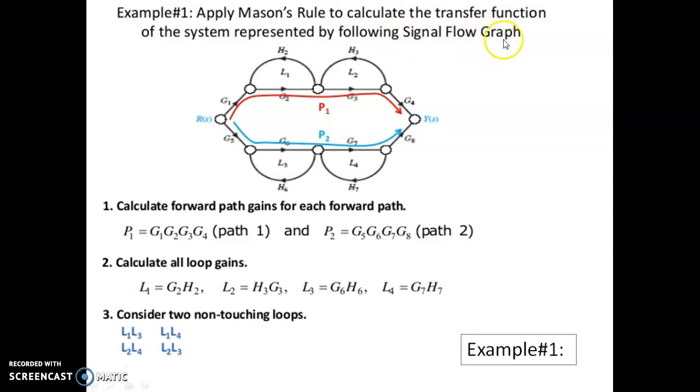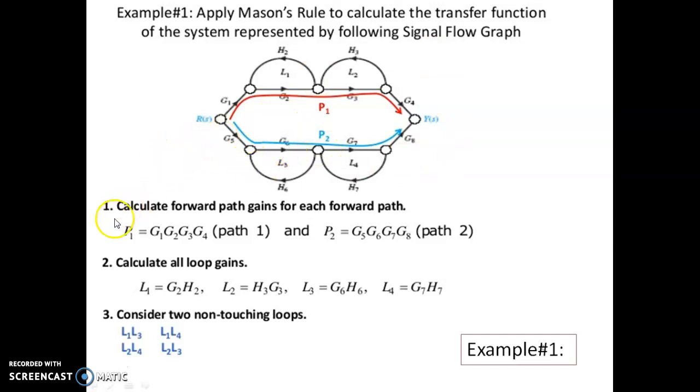Actually, the signal flow graph is used to find the transfer function in the same way as we solve it using the block reduction technique. So this is the given signal flow graph diagram. We need to find the transfer function for this particular diagram.